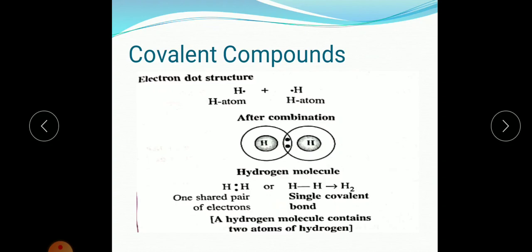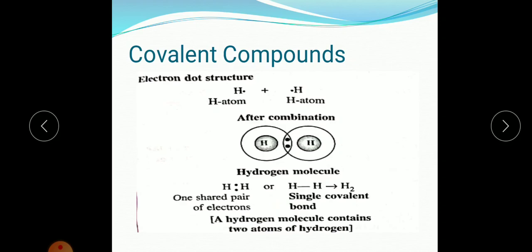Next, the electron dot structure: how to write down the electron dot structure of covalent compounds? Say for example, let us consider the first molecule, hydrogen. Each hydrogen atom has one electron in the outermost shell. Both atoms need to be stable, and since it is the first K shell, the maximum capacity of K is only 2 electrons. If it can have 2 electrons, it will be stable.